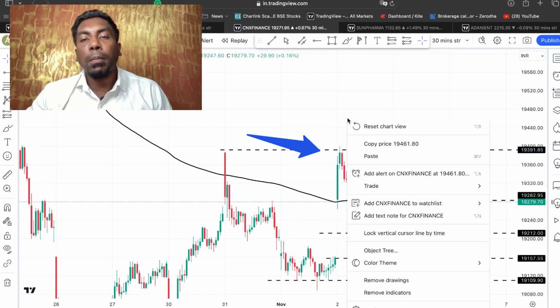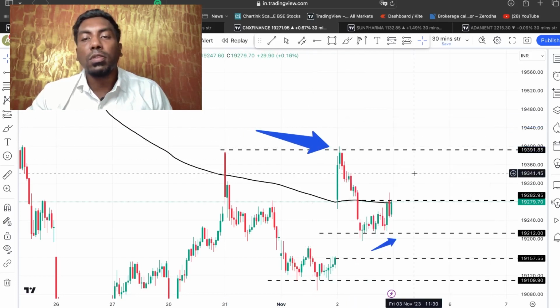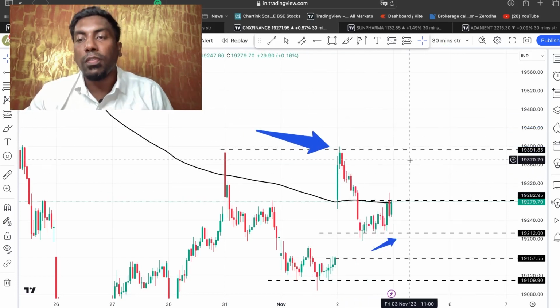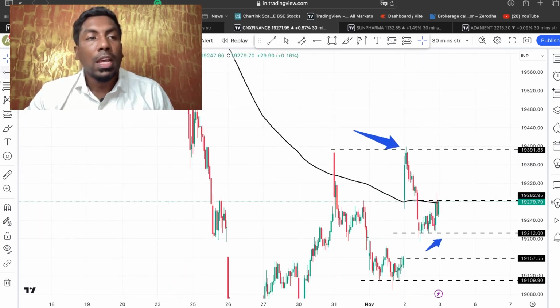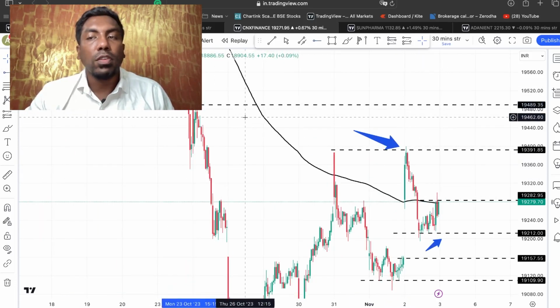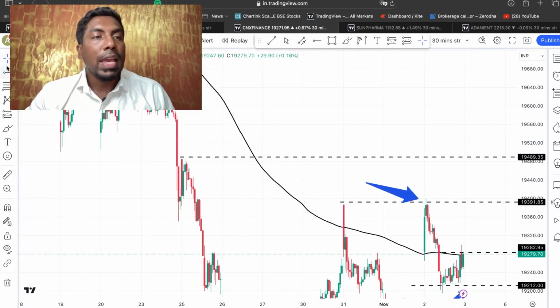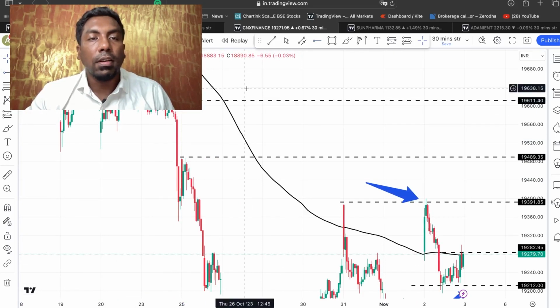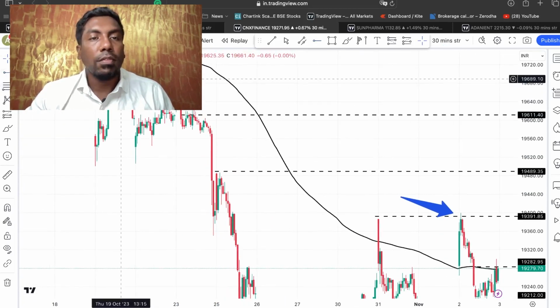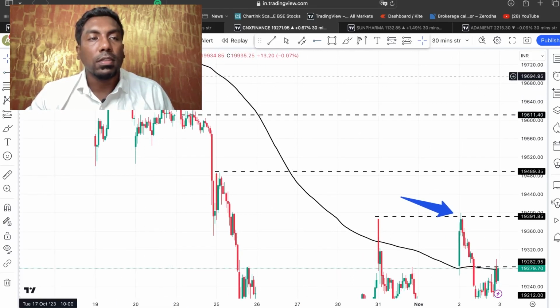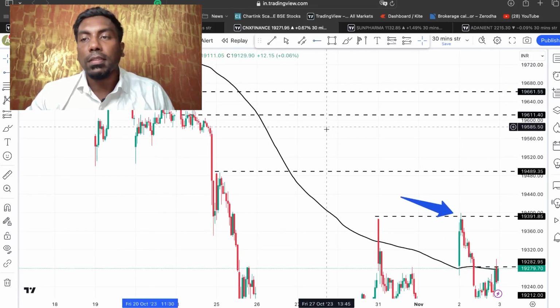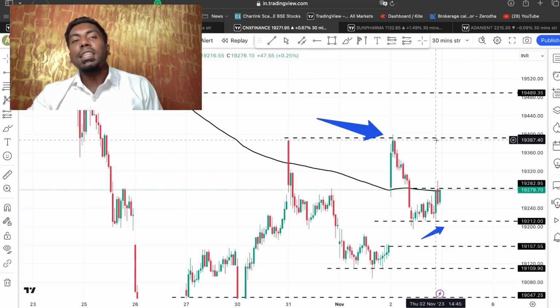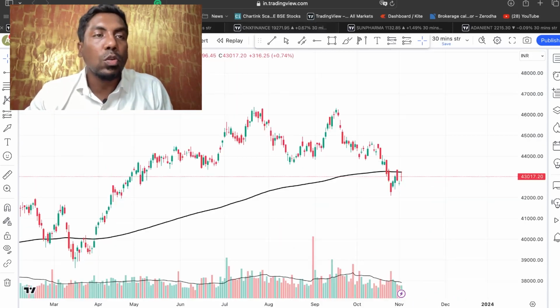But for people who can't take risk and should wait patiently, I would suggest you wait for this level to be broken, that is 19391, and the first target which I would suggest is 19489, and the second target is somewhere here, that is 19611, and the final target which I would suggest is this one, that is 19661. So these are the levels in Finnifty, and let's go to Bank Nifty.